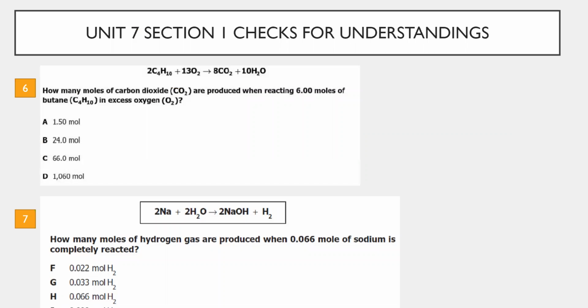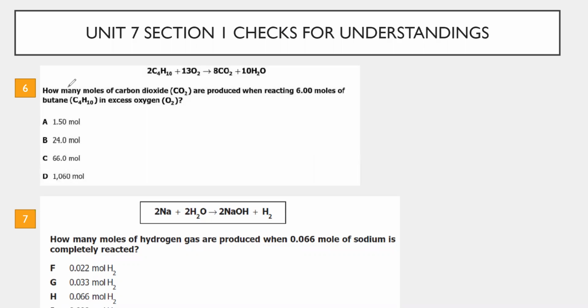All right, checks for understanding. Number 6, how many moles of carbon dioxide are produced when reacting 6 moles of butane in an excess of oxygen? When they say excess of oxygen, that means you have more than enough, so you don't really have to worry about running out of oxygen. All right, so let's take a look.